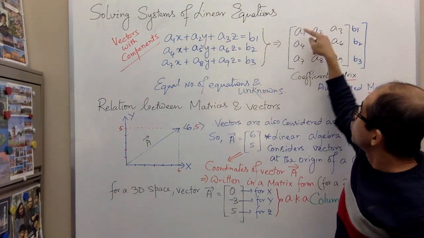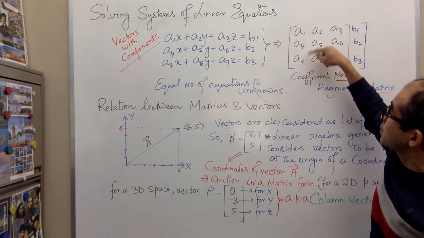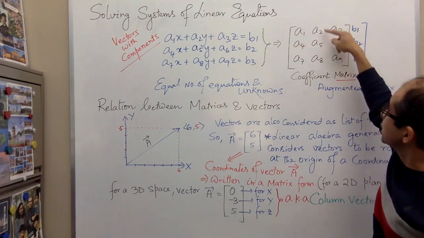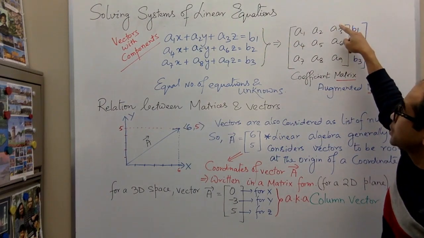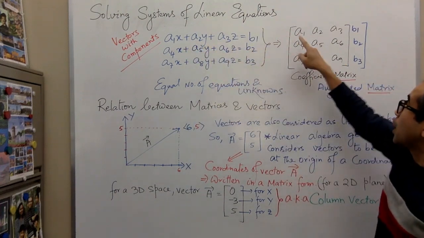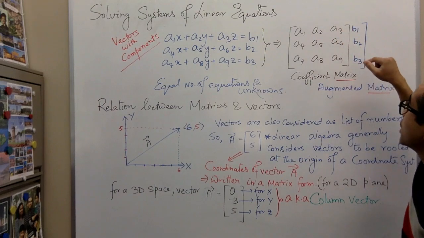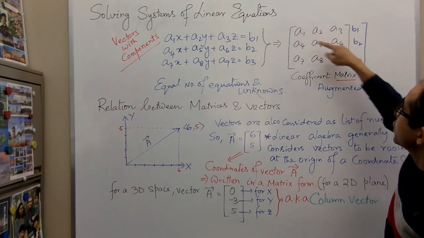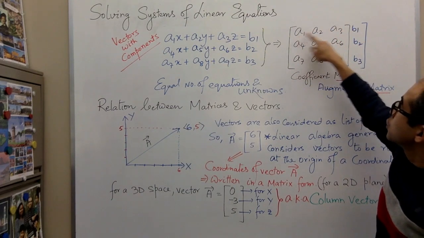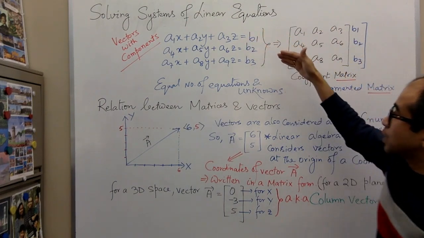You see, we have organized in such a way that all the coefficients of x are in the same column, coefficients of y in the same column, coefficients of z in the same column, and one row corresponds to all the coefficients of one equation. Okay, so this is called a coefficient matrix. This is a row of a matrix, this is a column of a matrix. So this is a 3 by 3 matrix, for an equal number of equations and unknowns.